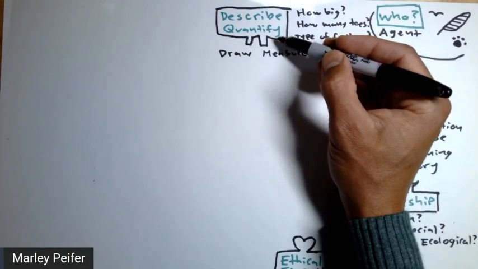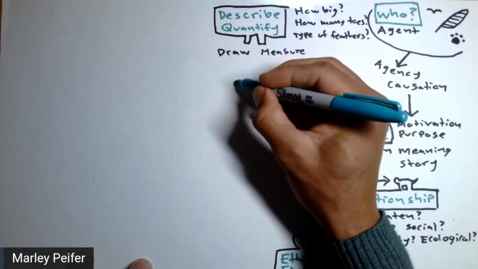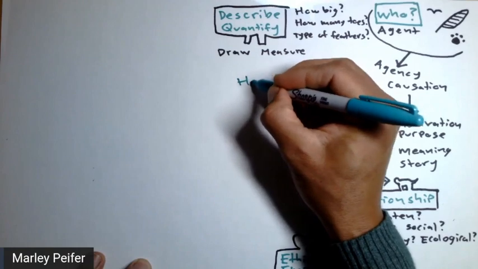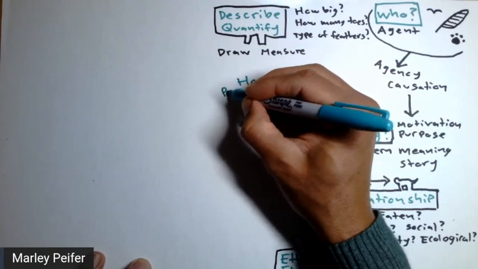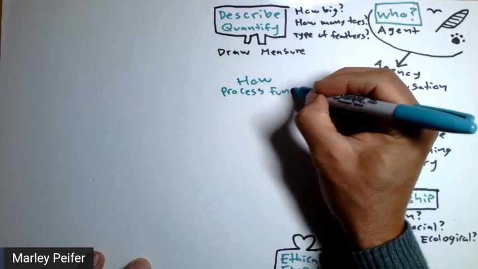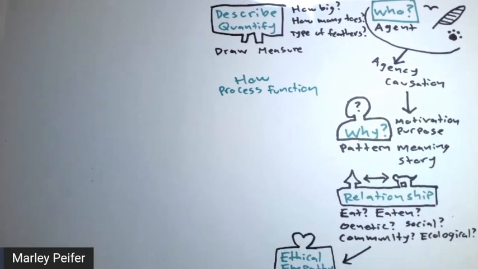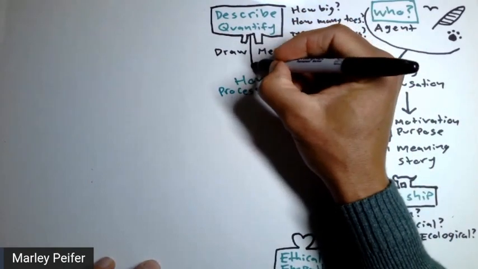And describe and quantify can also lead you to the process and function questions. So process and function are basically how questions. How, process, function. These are the next stage of sort of engineering questions. How does it work?